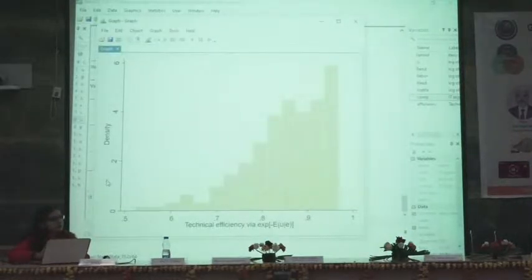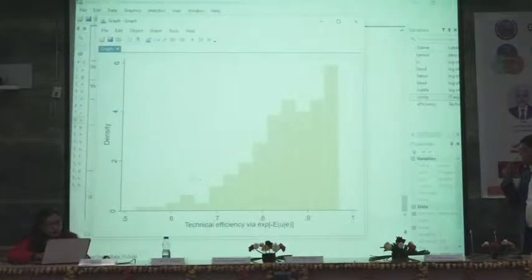I don't like to go to the data part and see those things, because what do I get by looking at 1,000 numbers? Nothing, right? Look, you get the histogram, and this is supposed to be the case. Look, 0.5 is the lowest level, and the highest level is close to 1. So you see the distribution of efficiency.